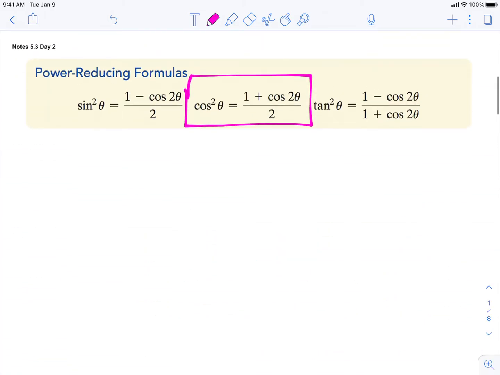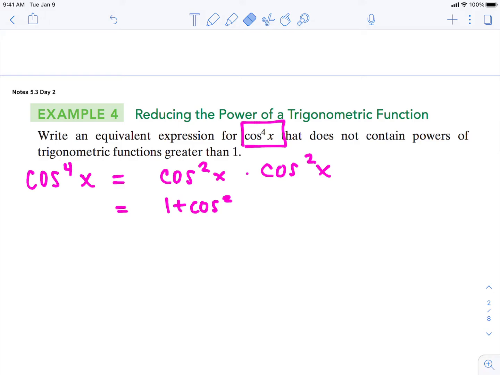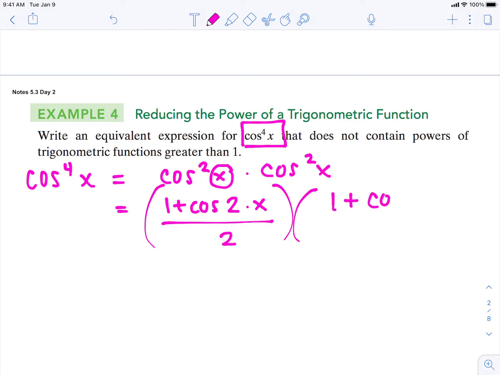We're using this one right here, this right side of the equation. So now we're going to go cosine of 2, and then this is our x over 2. And we're doing that twice because there's 2 cosine squareds of x's. So then 1 plus cosine 2 times x over 2.